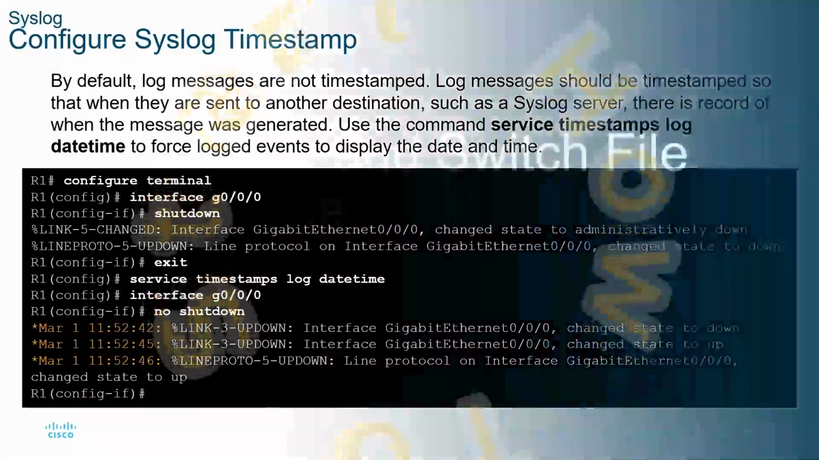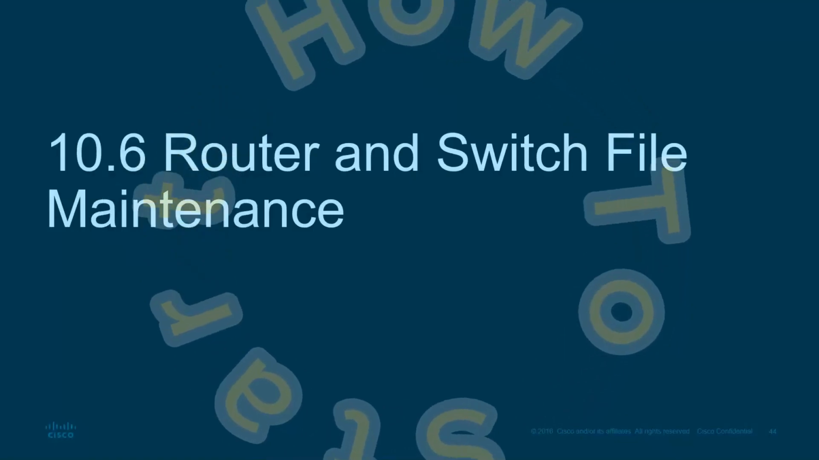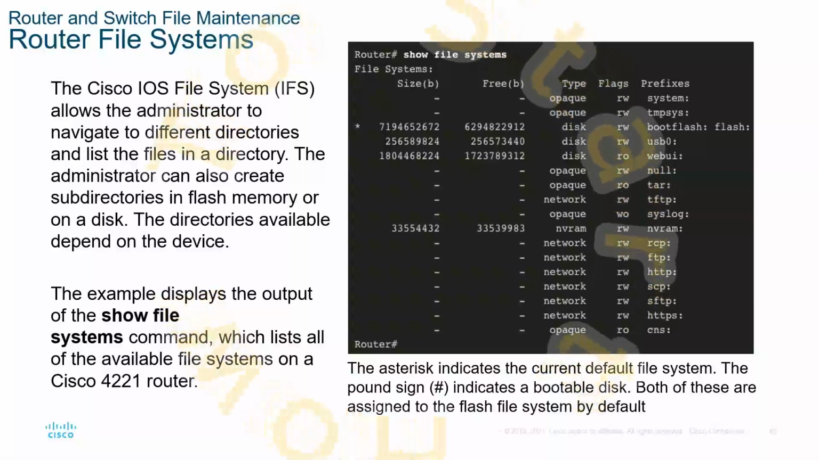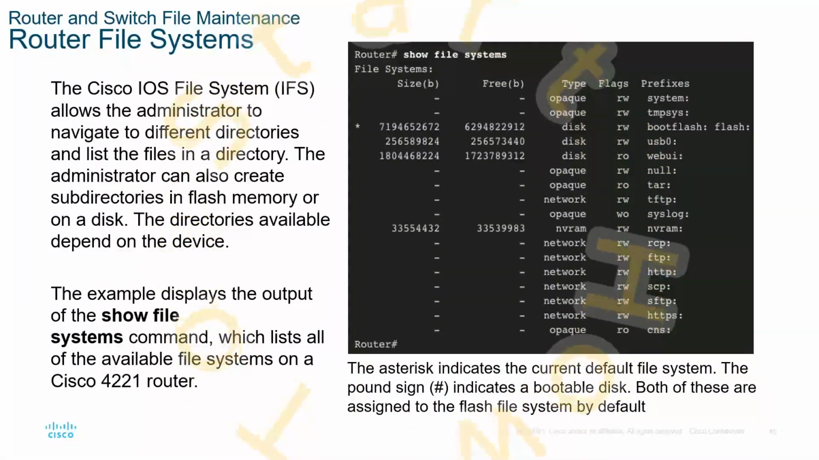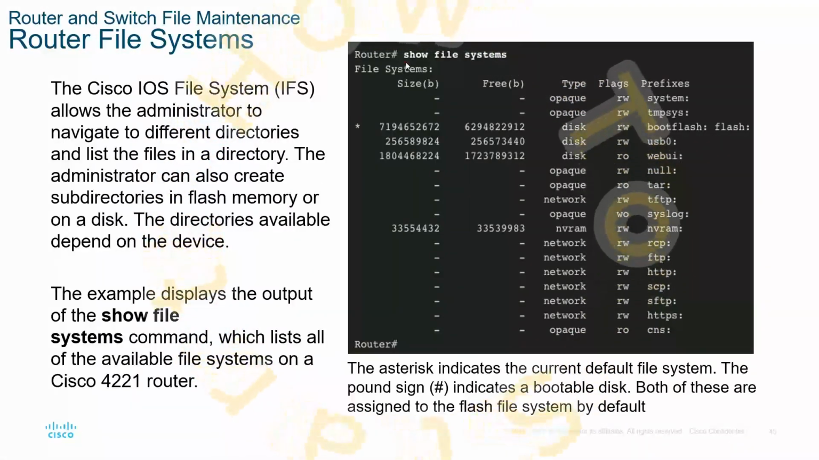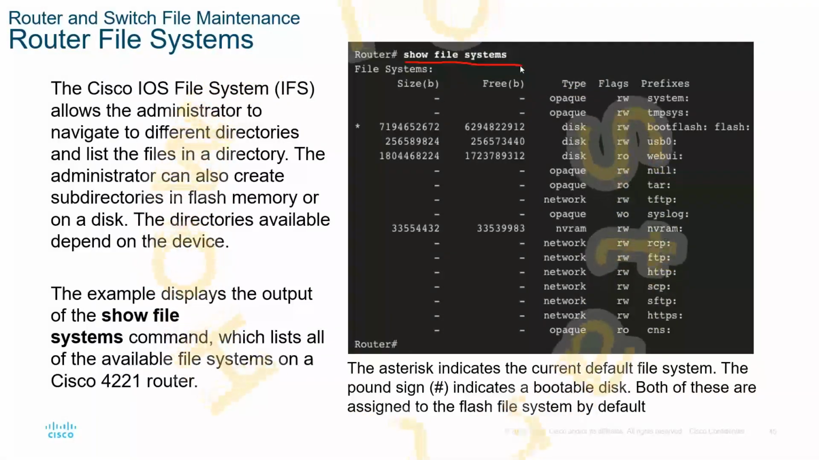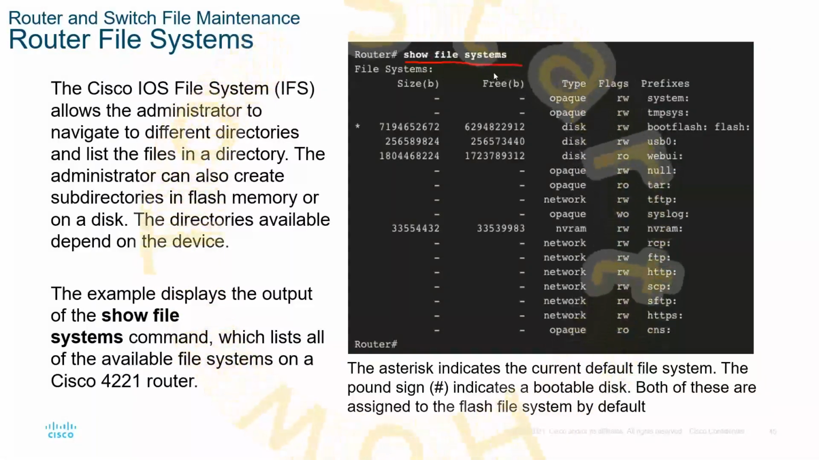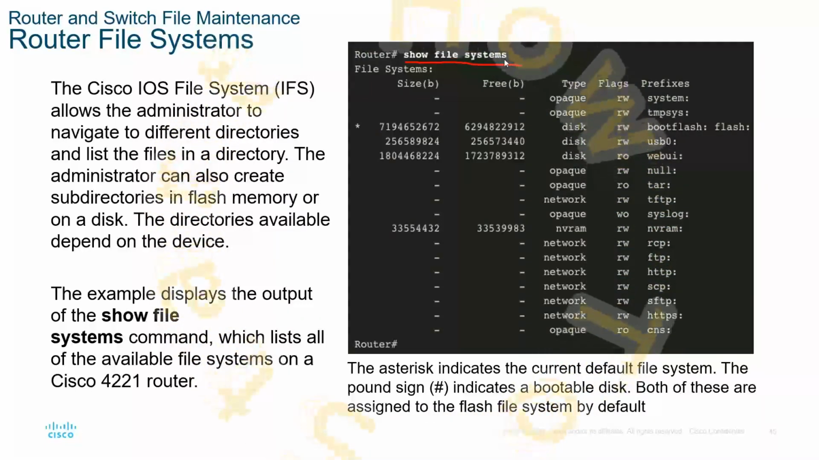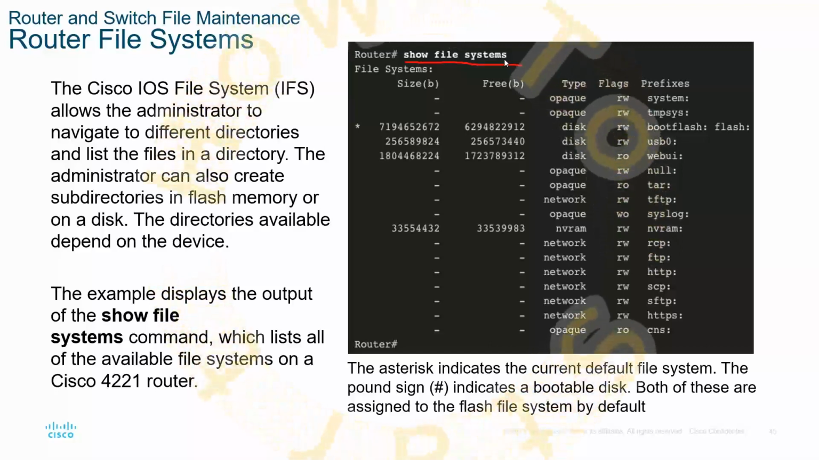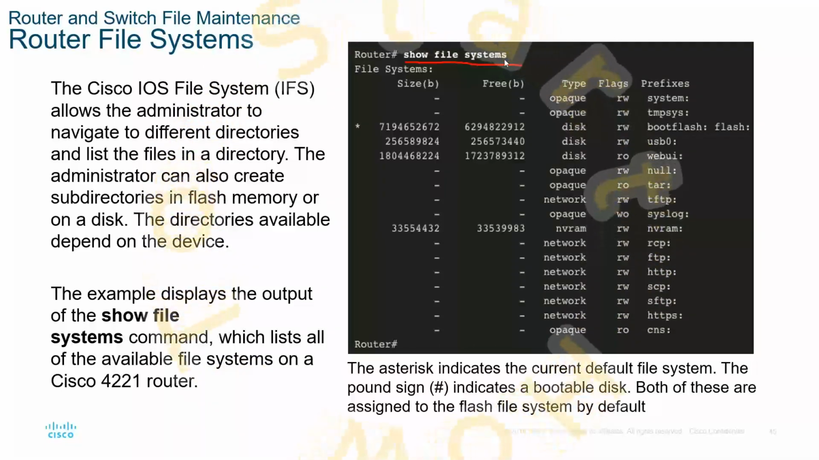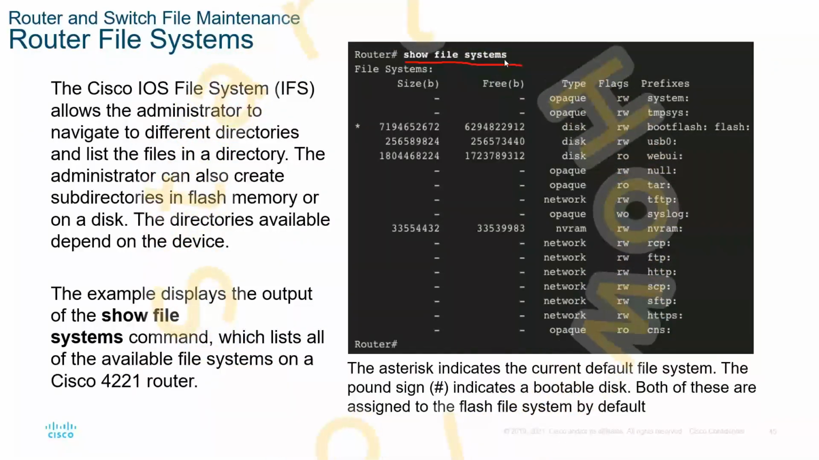Alright, moving on. Let's talk about router and switch file maintenance. First of all, Cisco has what's known as an IFS, the Cisco IOS file system. We can do a lookup by going to the exec mode and typing show file system. As long as there's content there, we should be able to see it. This is what is shown for a Cisco 4221. However, anything in the flash memory or on the disk, if there are directories or anything like that, should be here.